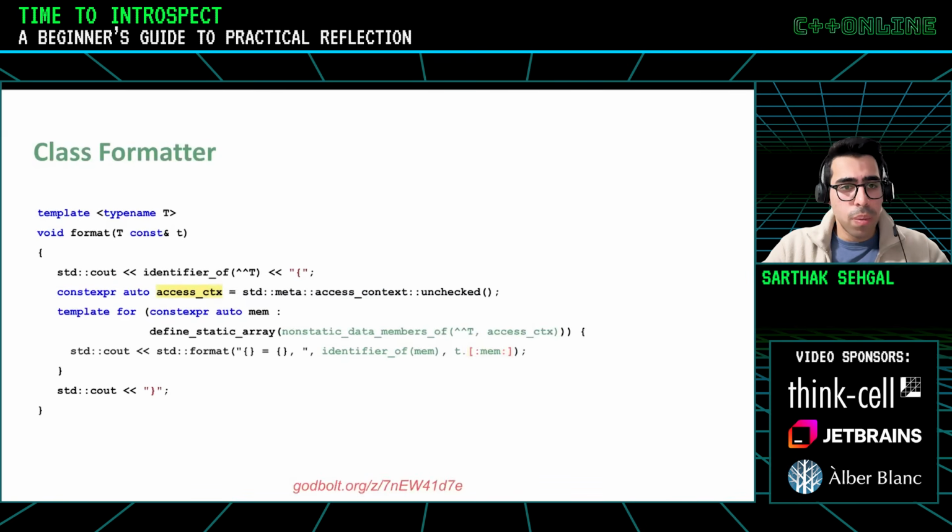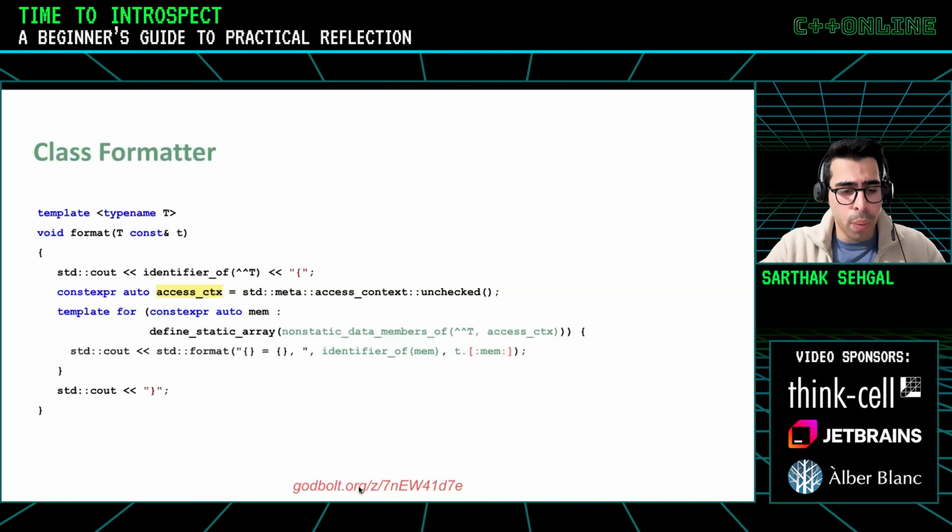One thing which is a bit more nuanced as well, but I won't go into too much detail, is that non_static_data_members_of expects an access context. So do you want an unchecked or unprivileged context, which will return the reflection of everything, including public and private data members? Or do you want the context that the current scope in the code has access to? That is what the access context controls, but let's not worry too much about it.